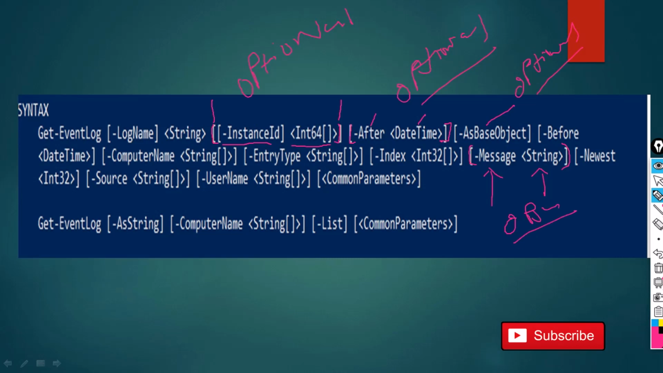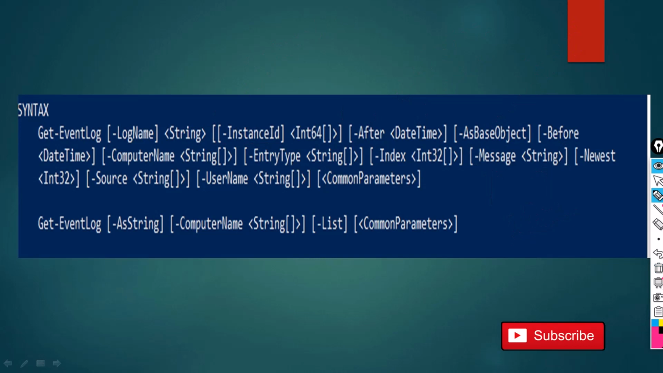So all these things are optional, but if you take a look right at the very beginning, -LogName is a parameter and its value is a string. They are not together in a square bracket. So if I want to use Get-EventLog, -LogName is mandatory. I know that the parameter name is in square brackets, but not its value.